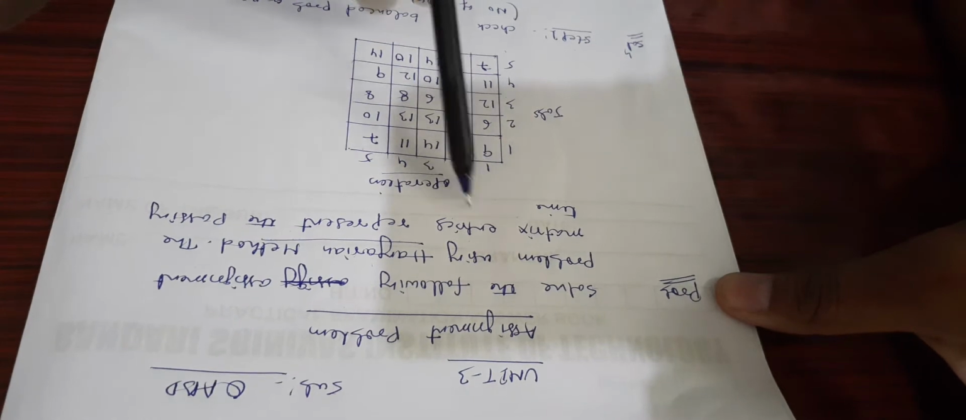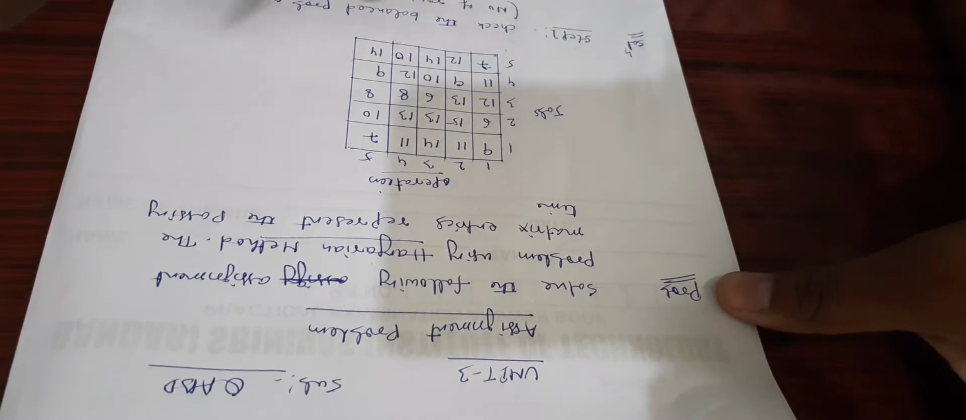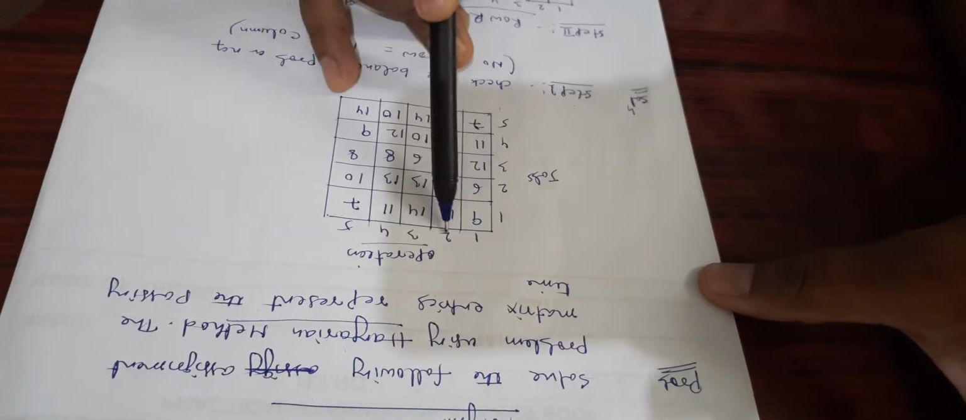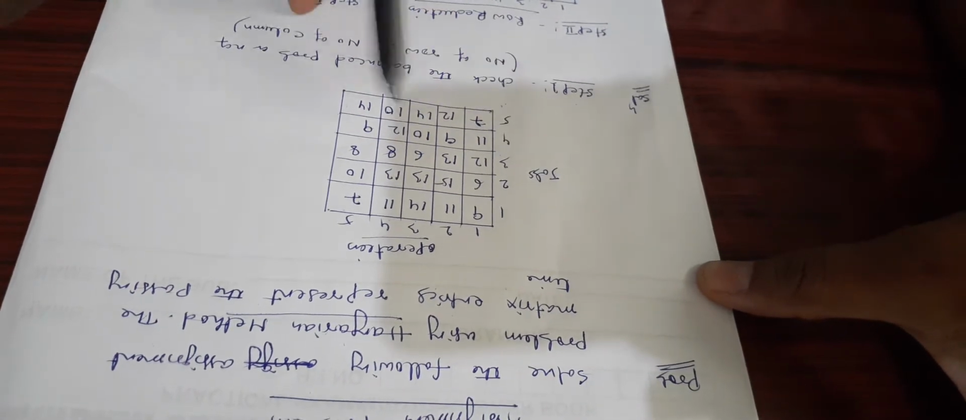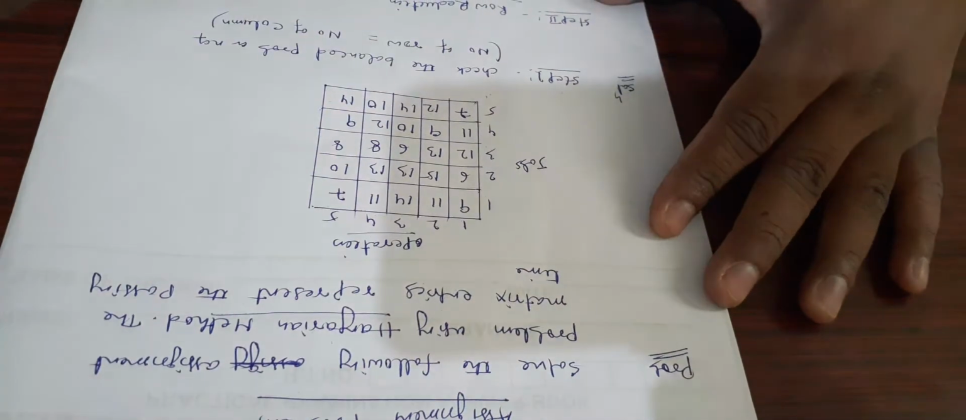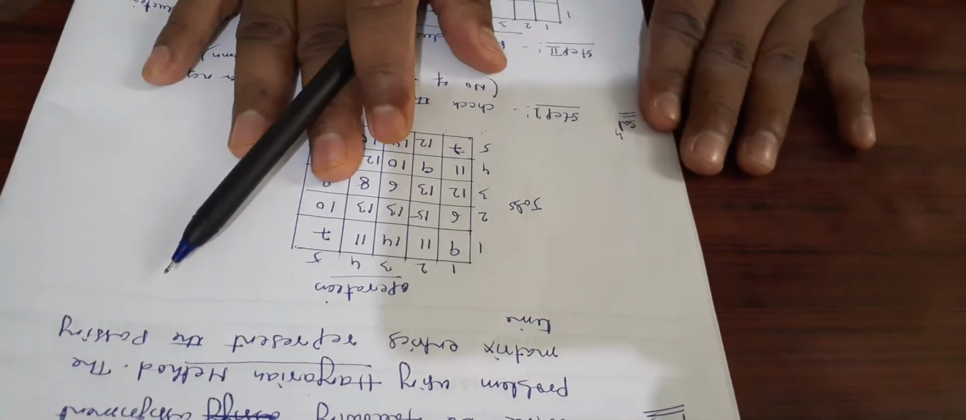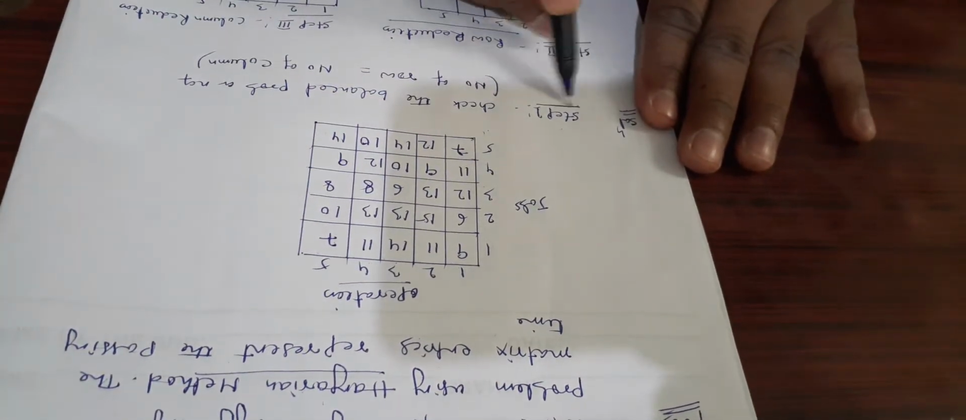The matrix entries represent the processing time, and here the operations are 1 2 3 4 5 and the jobs are job 1 2 3 4 5. So this is the given question. Then how to solve the problem? We have to follow some steps.